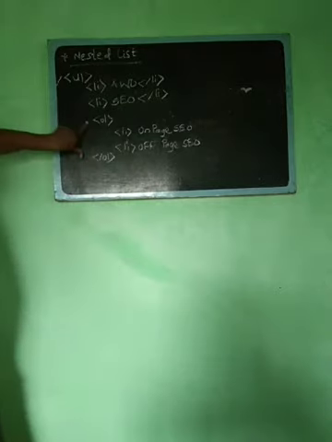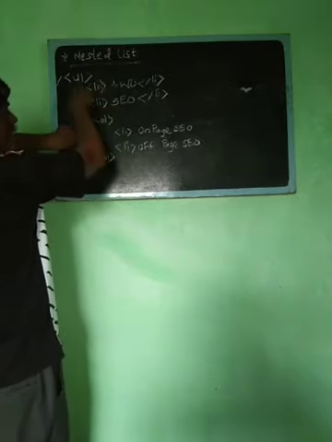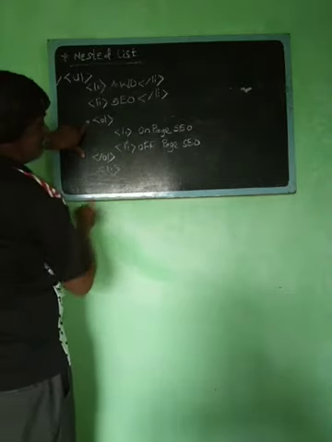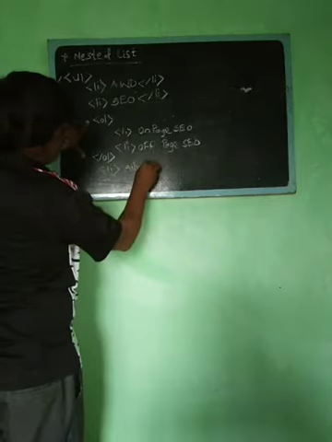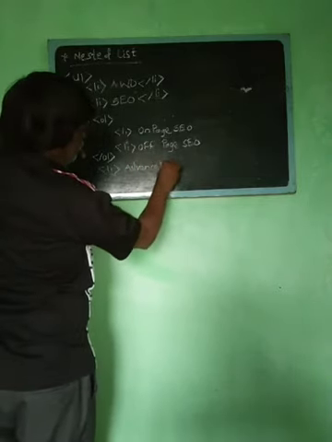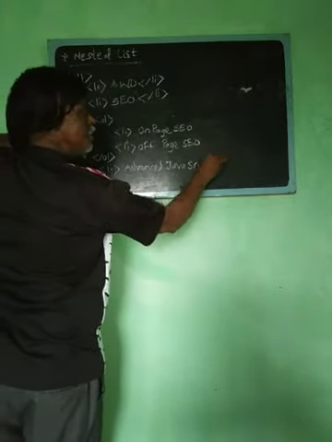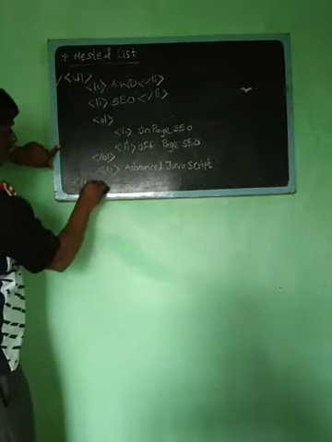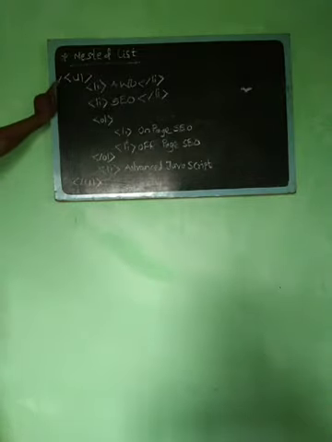So this nested list will end here, and again we come to the first UL, which contains the next list item, that is advanced JavaScript, and slash UL. So this is the program. This is called a nested list.